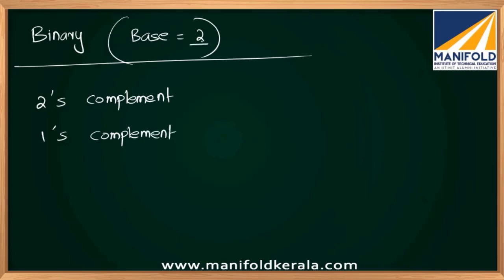Your base is equal to 2, so you will have R's complement and R minus 1's complement. Now, 1's complement is much easier to get, so let me start with 1's complement. Then 2's complement can be obtained by taking the 1's complement first and adding 1 to that. Now let's take an example. Say I give you a number 1011. I need the 1's complement of this. Can you tell me what the 1's complement is?